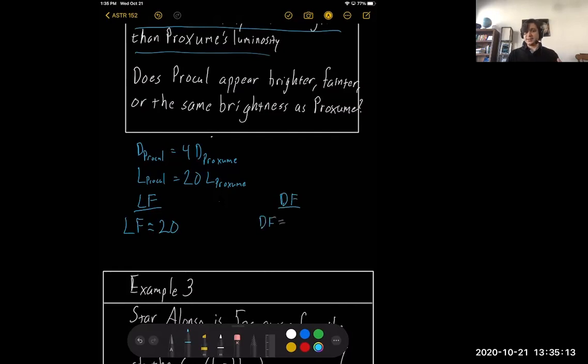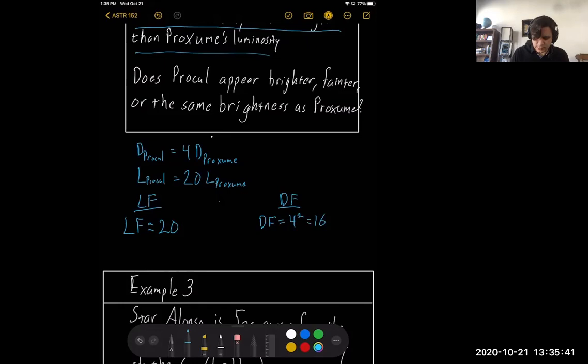Remember that it goes with the distance squared. So how many times farther away is it? It's 4 times farther away, which means that it would be having a dimming factor of 4 squared. So the distance is trying to make it 16 times dimmer. If they were at the same distance, and then I was to move the Procule to be 4 times farther away.